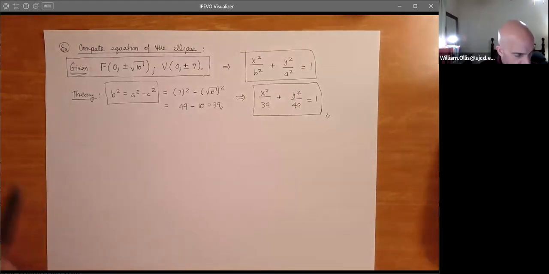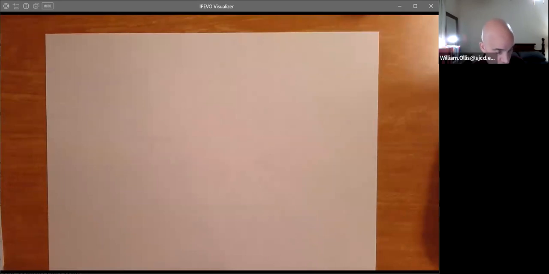Now, here's an example that I think is kind of interesting. Let's look at one where we're given a different set of ideas here. Maybe we're given different parameters.